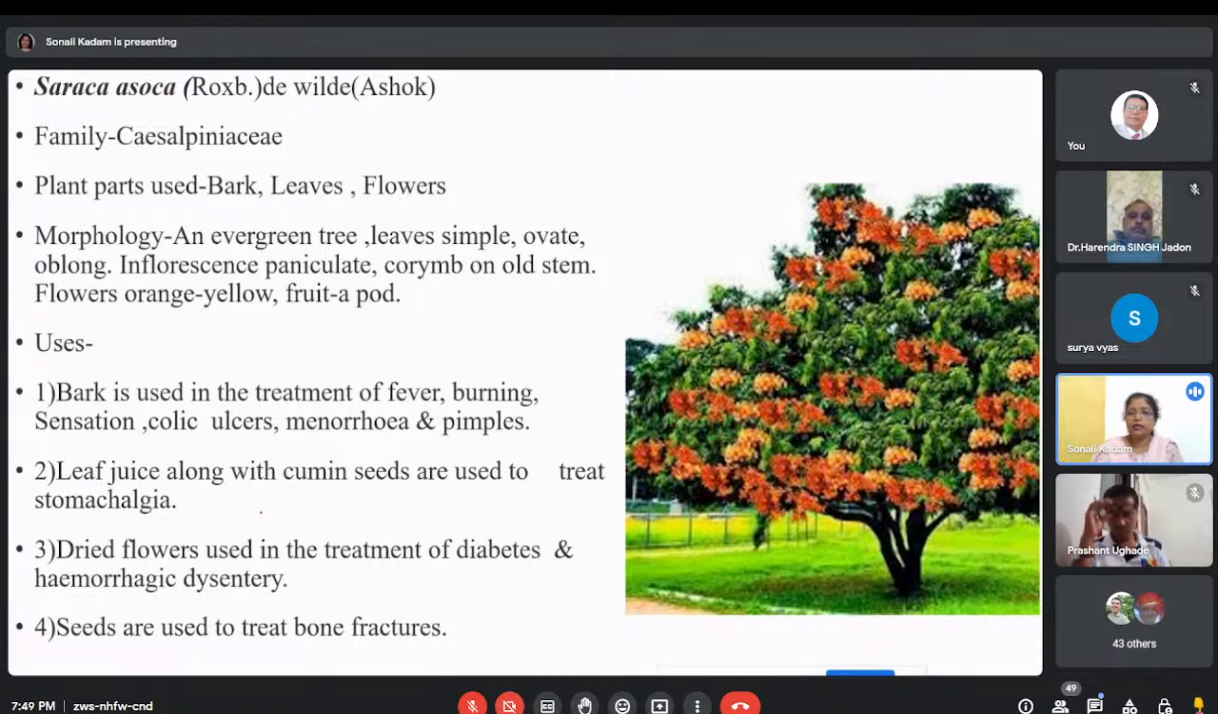Even in the market, Ashoka Rishta is prepared from it. It is used as a tonic, and it is a good remedy. Some problems are cured by this Ashoka Rishta. So these are some references.